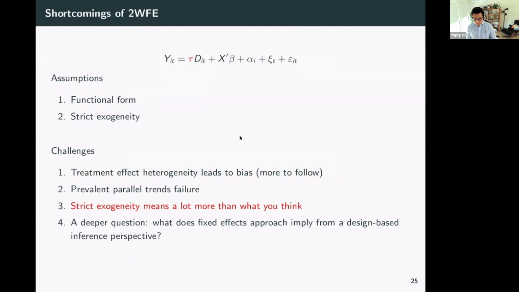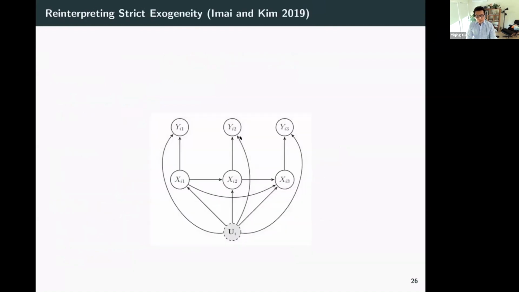Another conceptual issue is that strict exogeneity means a lot more than we think. This is a very good paper by Kosuke Imai and In Song Kim, I think 2019 or 2020. It's in AJPS, a conceptual paper. I'll explain this DAG in a minute, but first I want to put this out there.